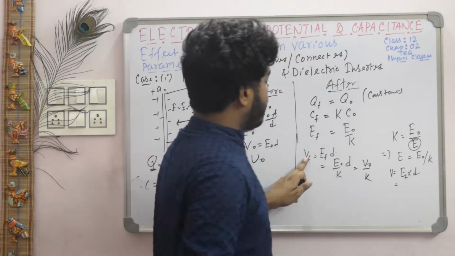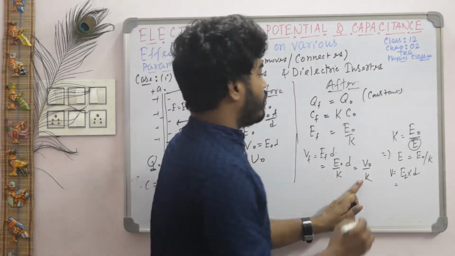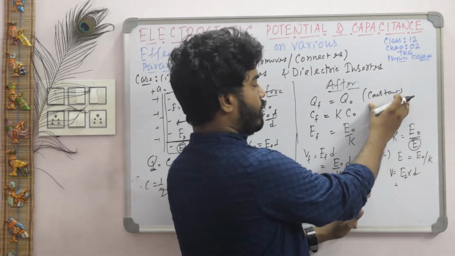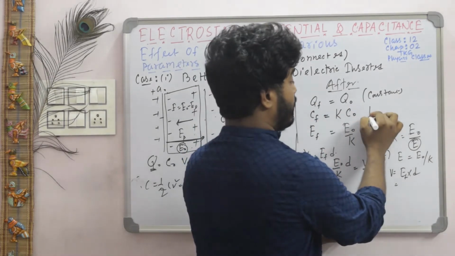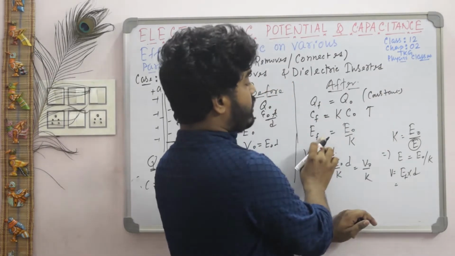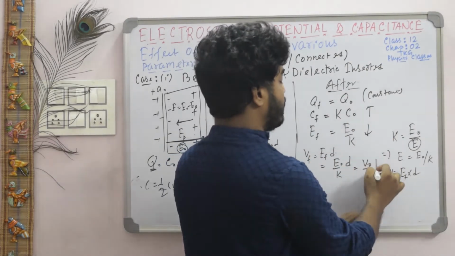That is, the final potential decreases how many times? K times. Okay. So this value is constant, charge remains constant. Now capacitance increases K times, electric field decreases K times, electric potential decreases K times.